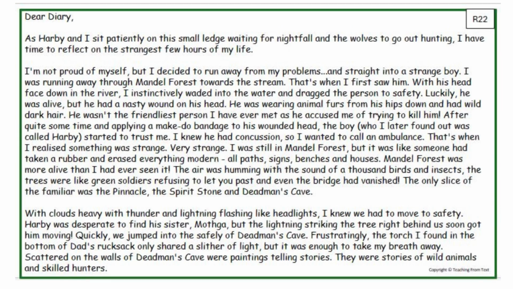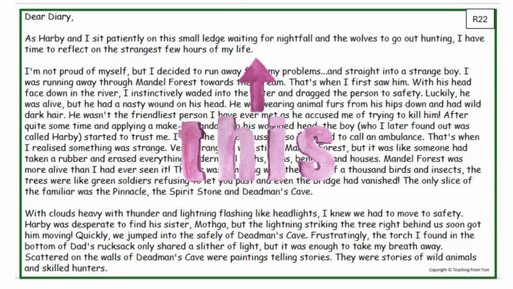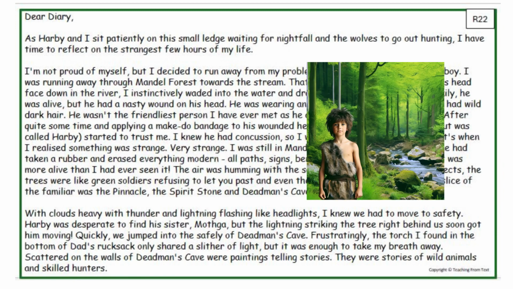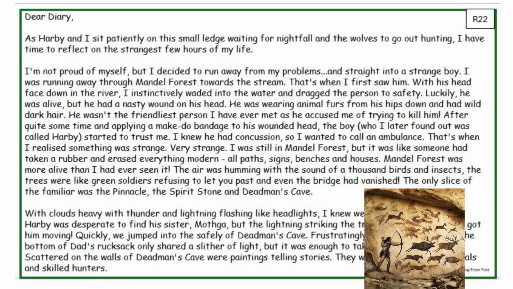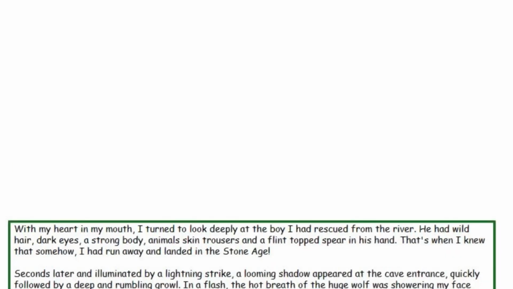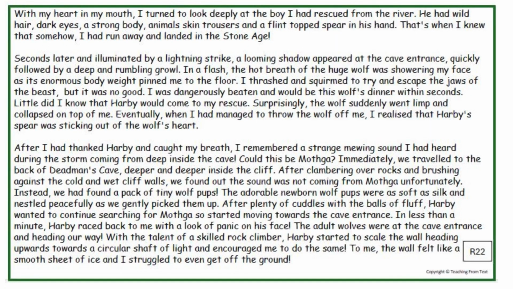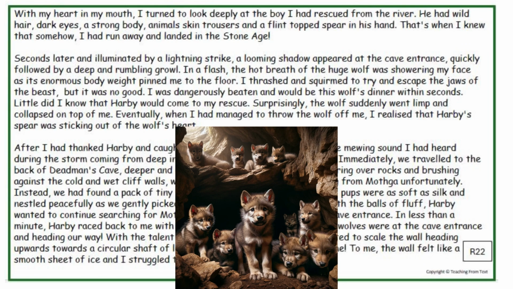Our first paragraph is a very short introduction setting the scene, letting the diary know that Charlie and Harby are stuck on the platform waiting for the wolves to go. The second paragraph is all about meeting Harby for the first time, what he looks like, and how Mandale Forest looks different. The third paragraph is about the cave paintings in Dead Man's Cave. The fourth paragraph is about the wolf attacking Charlie, and the fifth paragraph is about finding the wolf pups.